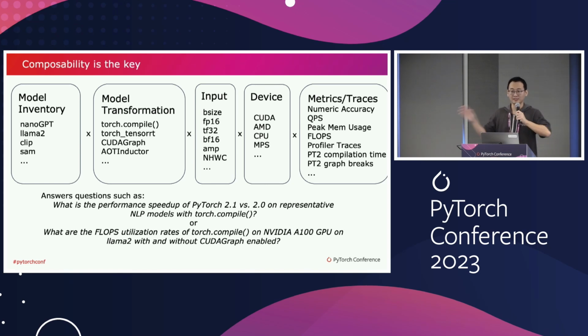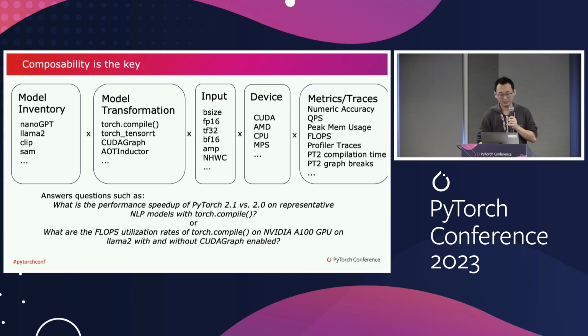Yeah. So with all this composability across these 5 dimensions, users can easily find the answers to questions such as what is the performance speedup of NLP models on PyTorch 2.1 versus 2.0 with torch.compile, or you can easily know the flops results on an NVIDIA A100 GPU on the Llama 2 model with and without CUDA graph.